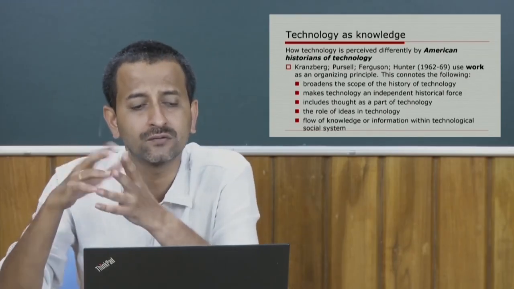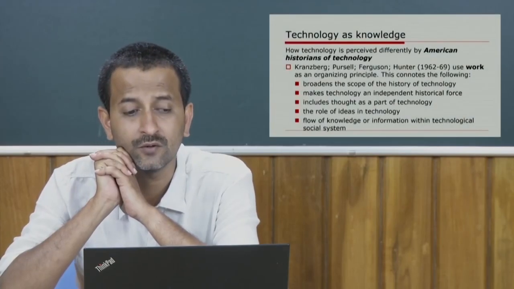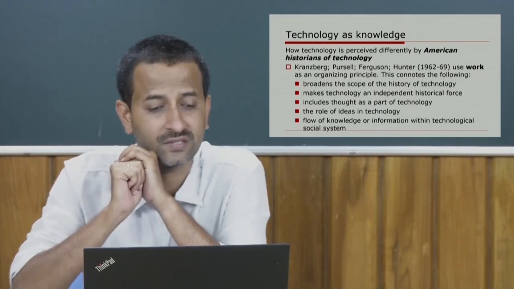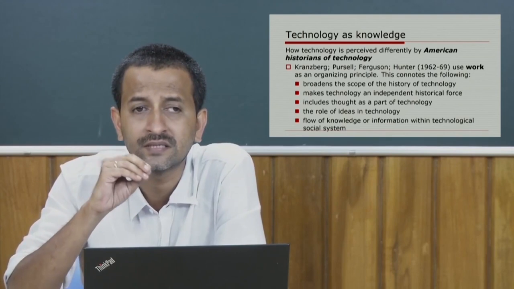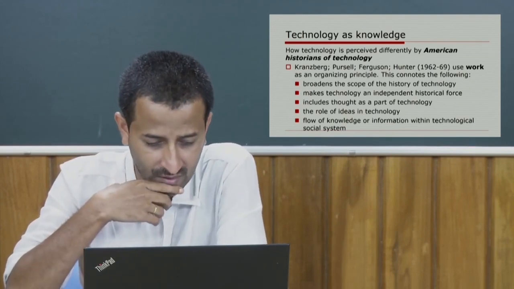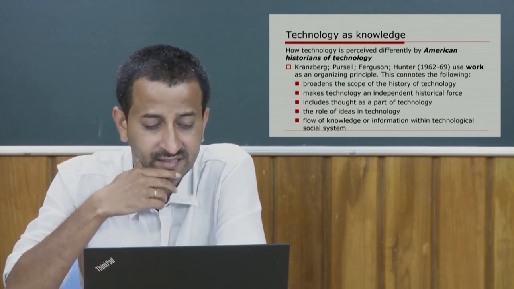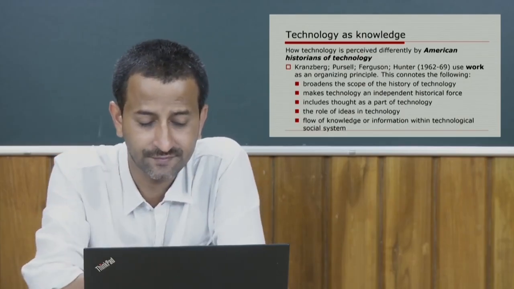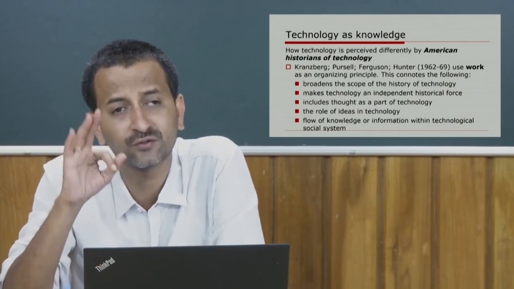It broadens the scope of the history of technology, makes technology an independent historical force, it includes thought as a part of technology, the role of ideas in technology, and the flow of knowledge or information within a specific technological social system. These American historians of technology, namely Kranzberg or Purcell, in their Technology in Western Civilization, the way they use work as an organizing principle, this does at least three things.